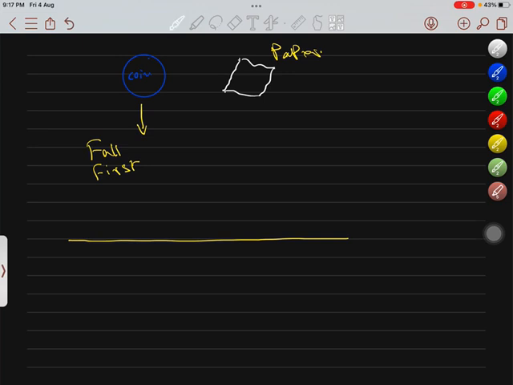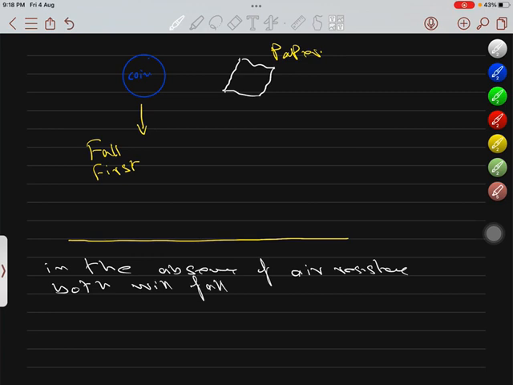I'm writing here, please note down. In the absence of air resistance, meaning in a vacuum or on any planet or on the moon where there is no atmosphere, if you repeat this experiment, both will fall at the same time.